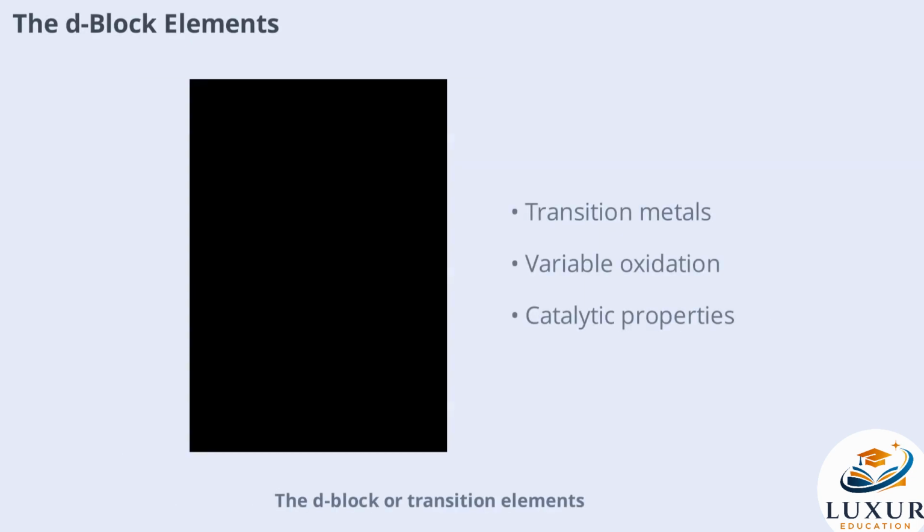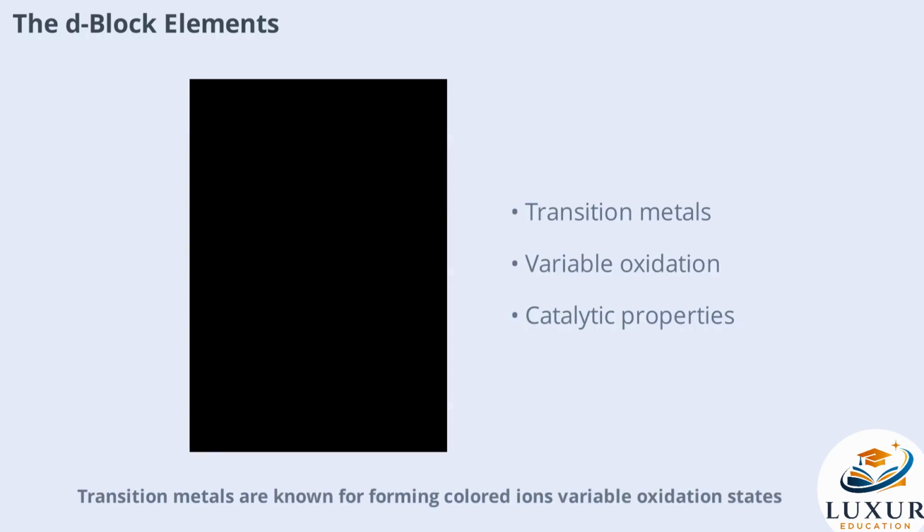D-block or transition elements occupy the center of the periodic table, groups 3 to 12. These elements are characterized by the filling of inner d orbitals and have general configurations of (n-1)d1-10 ns0-2. Transition metals are known for forming colored ions, variable oxidation states, and often act as catalysts. They bridge the chemically active S-block metals and the less active P-block elements.